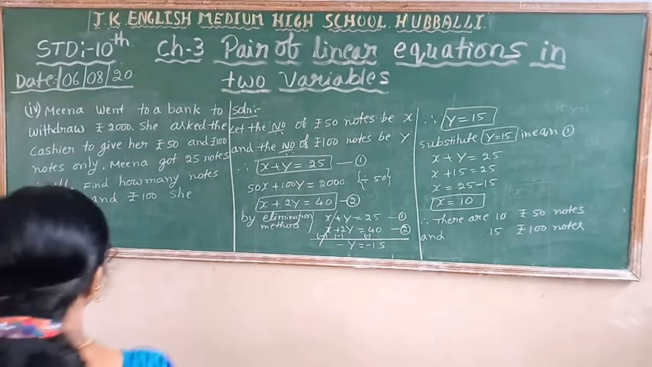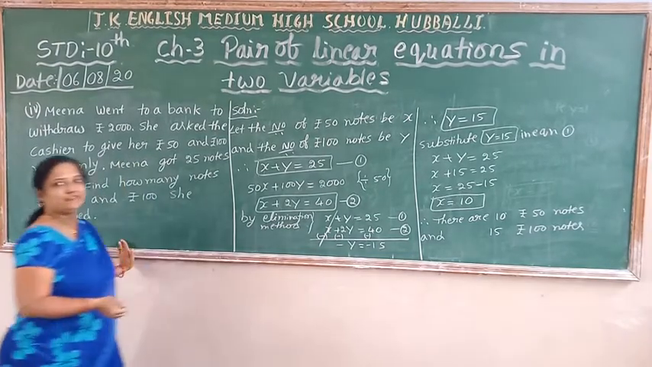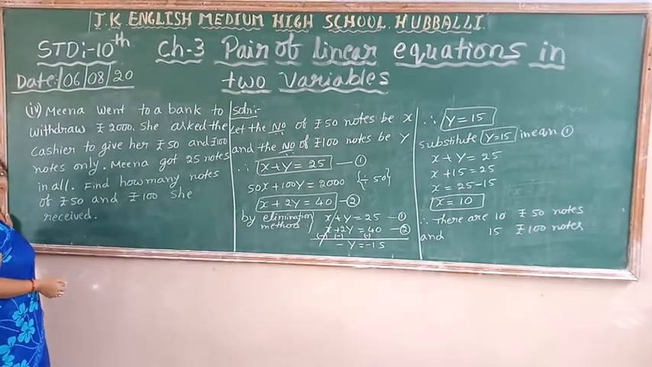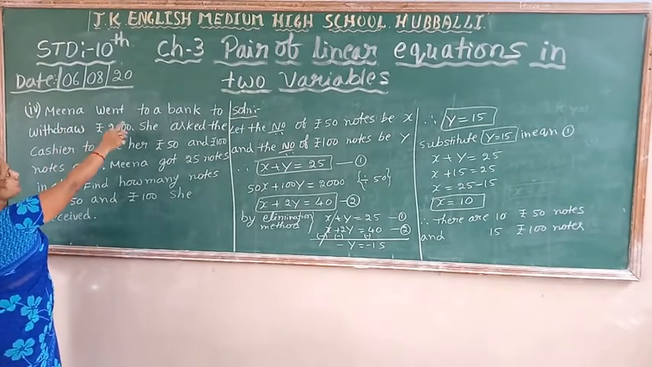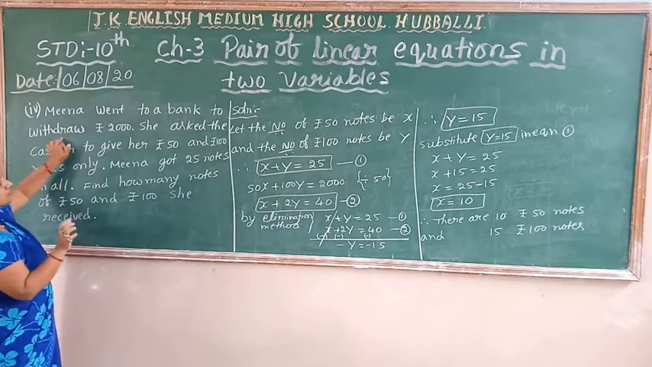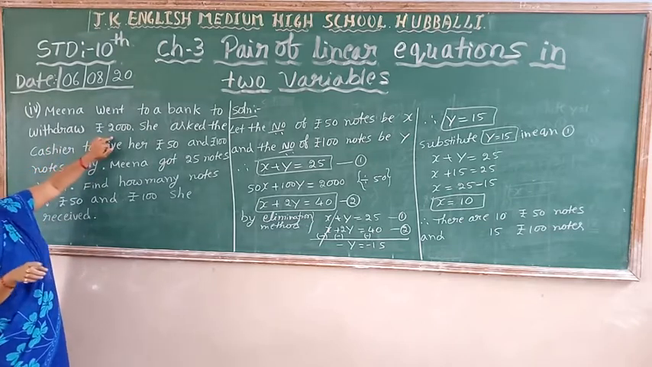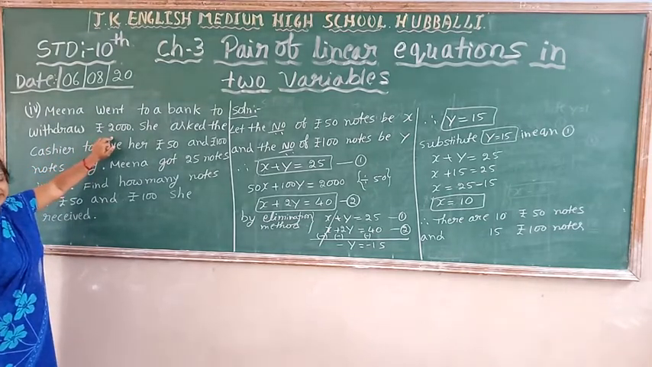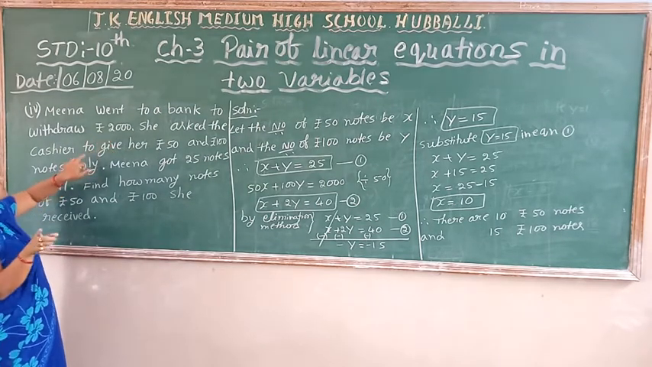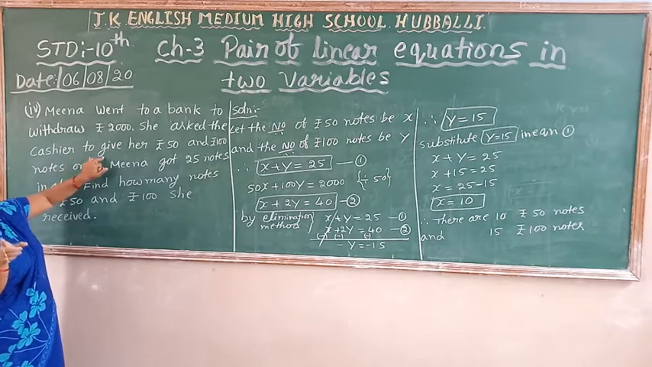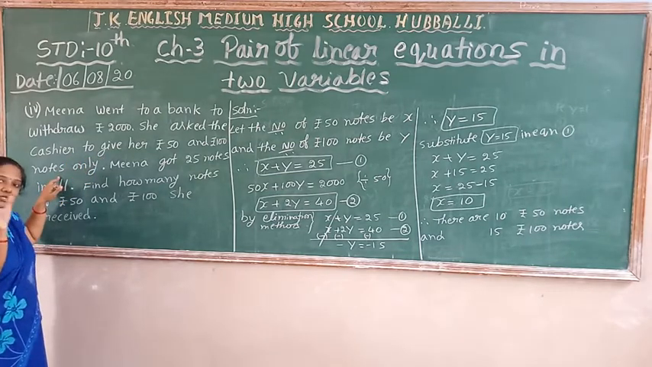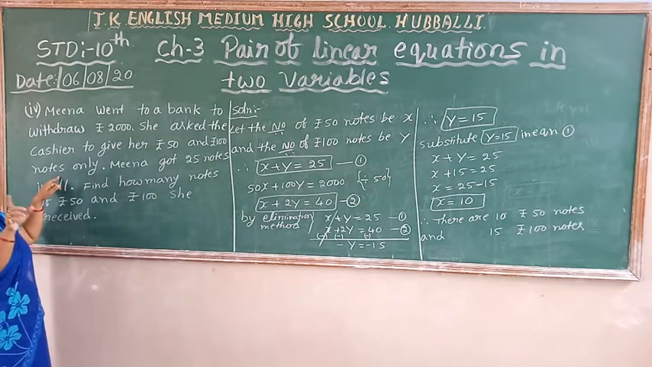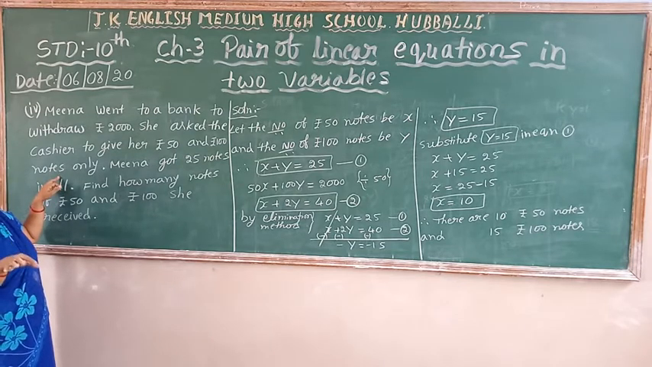Okay, children, we will move on to the next question. Fourth question. Meena went to a bank to withdraw rupees 2000. She asked the cashier to give her rupees 50 and rupees 100 notes only, for a total of 2000 rupees.